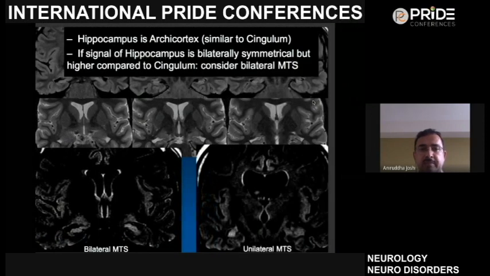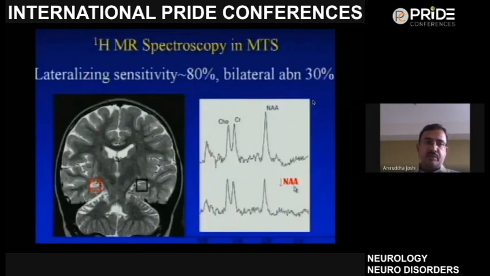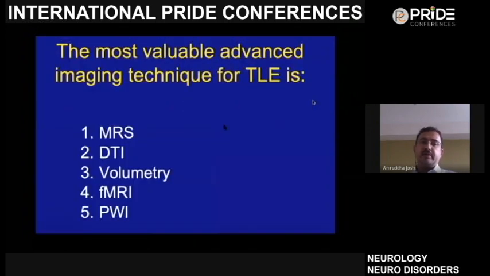So we have a criterion for detection of bilateral hippocampal involvement. Mainly, we compare the signal intensity with the cingulum, and if the signal intensity of the hippocampus is more than the cingulum, then an abnormal signal in the hippocampus is considered. We did MR spectroscopy in a few patients, but we had very poor results.